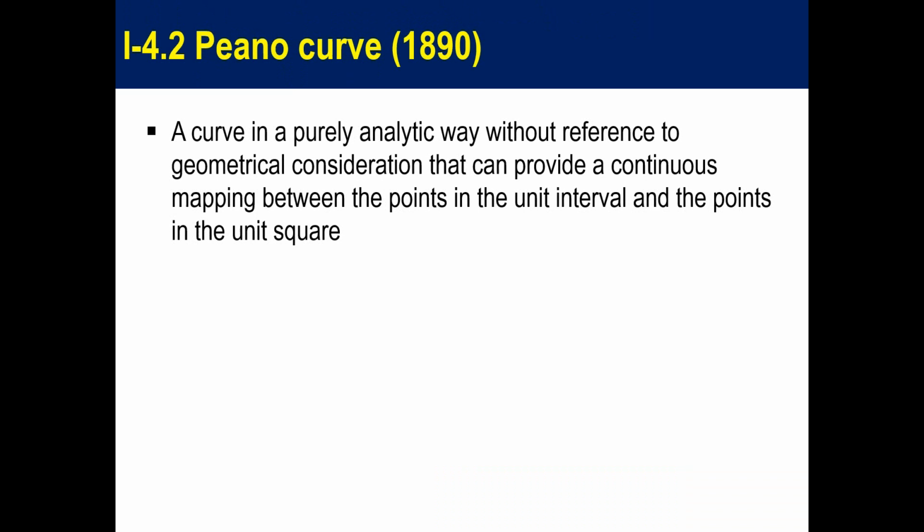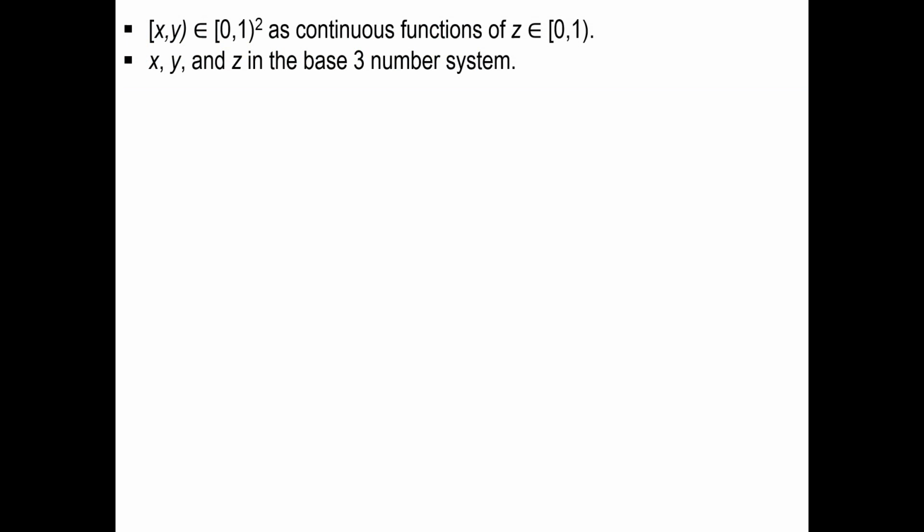In 1890, Giuseppe Peano defined the curve in a purely analytic way without reference to geometrical considerations, that can provide a continuous mapping between points in the unit interval and the points in the unit square. Consider x and y representing the points in the unit square as continuous functions of the parameter z in the unit interval. x, y, and z are expressed in the base 3 number system.